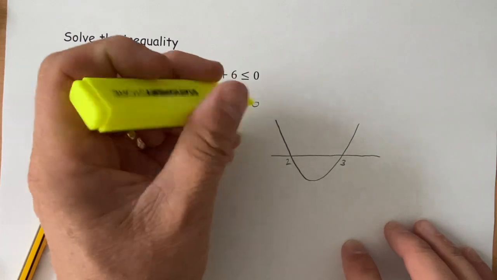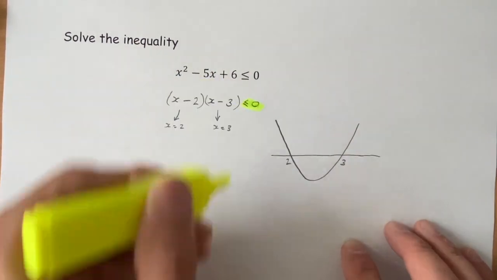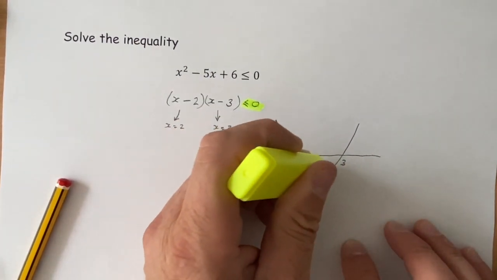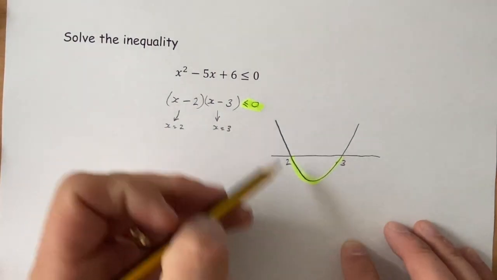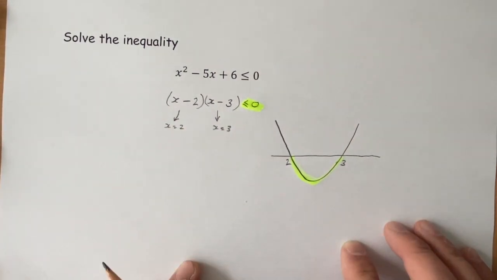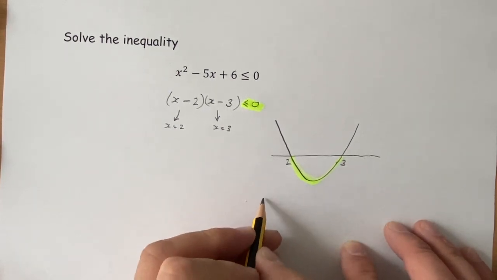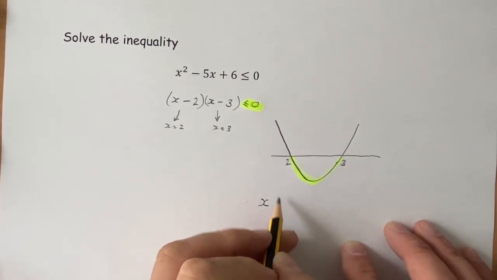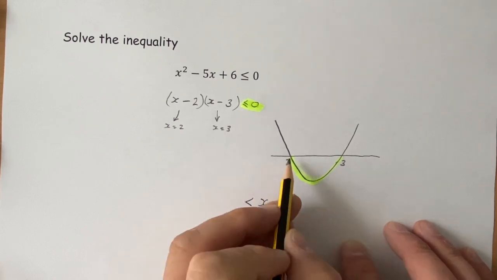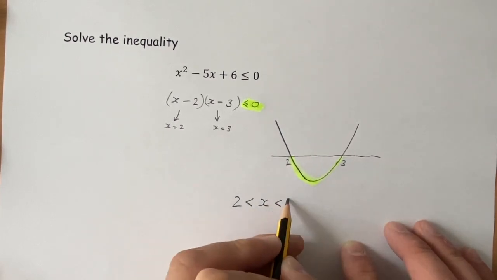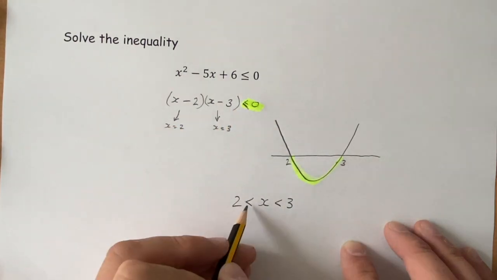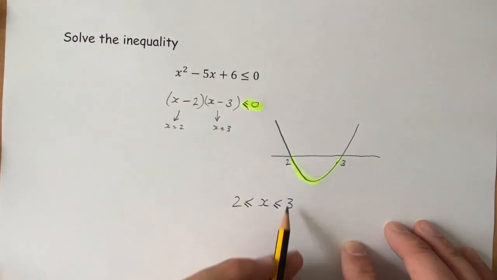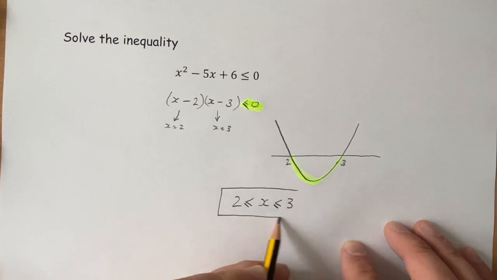Now if I look at the inequality, I want to know when is it below 0. Below 0 is that bit of my graph. That means my solution is that x must lie between 2 and 3, which I write like that. However, it does say that it can equal, so I need the equal on as well. And there's my answer.